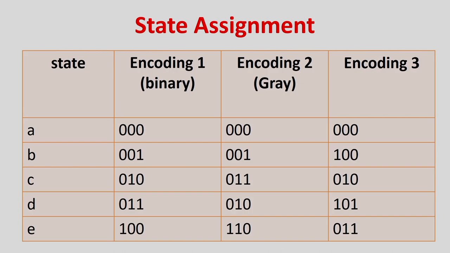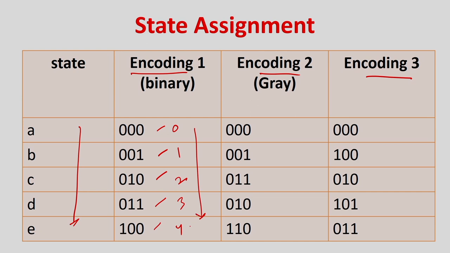So, let us take an example: what is the basic encoding? This is encoding 1, encoding 2 and encoding 3. In this case, how many states? We have 5 states and we require 3 bits, and this is binary, simplistic sequential encoding: 000, 001, 010, 011 and 100. So, simply 0, 1, 2, 3, 4. This is a very sequential encoding. Whether this sequential encoding is good or bad, or how much it will reduce the circuit complexity, we do not know. So, this is a kind of encoding.